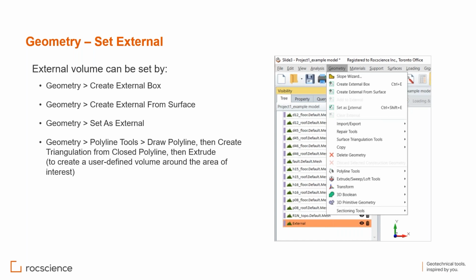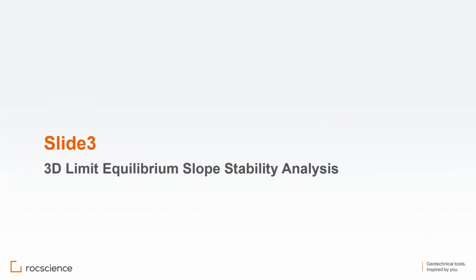So we imported the surface, made it a volume, made it external. And now we want to see how Slide3 does the limit equilibrium analysis for that volume. So here's the difference between 2D and 3D analysis. In 3D analysis, the most important part, in my opinion, is how you make the geometry and how good your geometry is. And it requires some expertise.